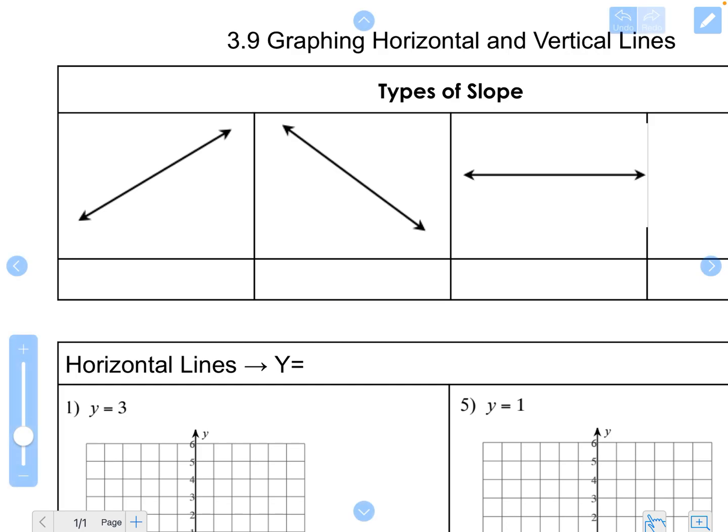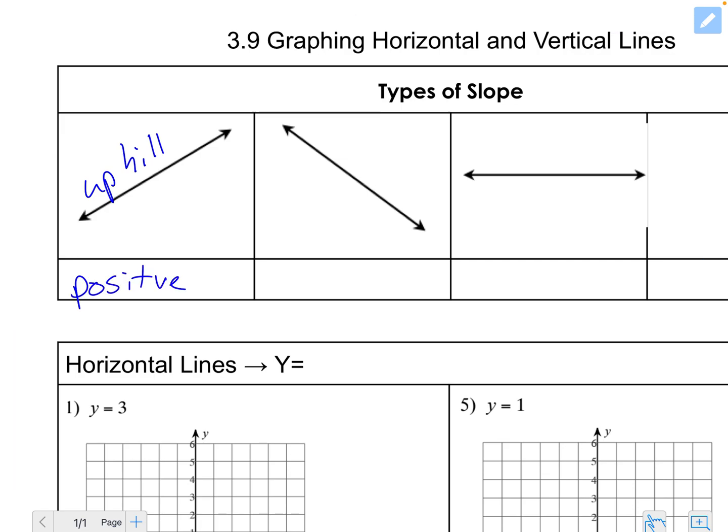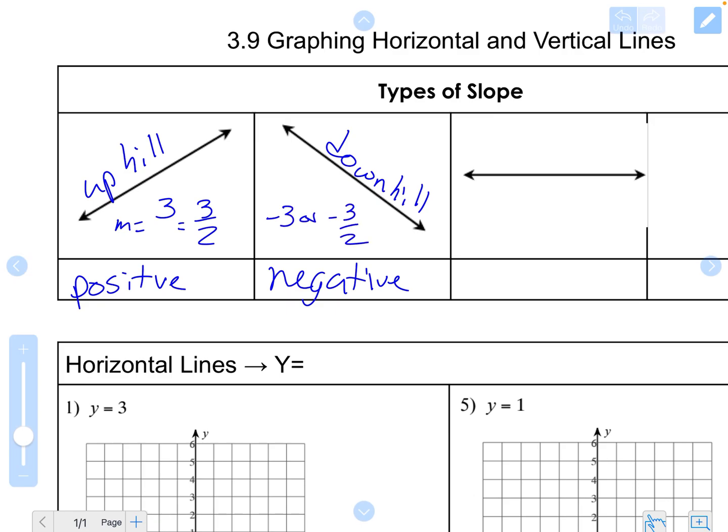So if we have an uphill line, we know that it's a positive slope. So it'd be like 3 or 3/2 would be our slope. If it's going downhill, we know it's going to be a negative slope. So that's like a -3 or a -3/2.